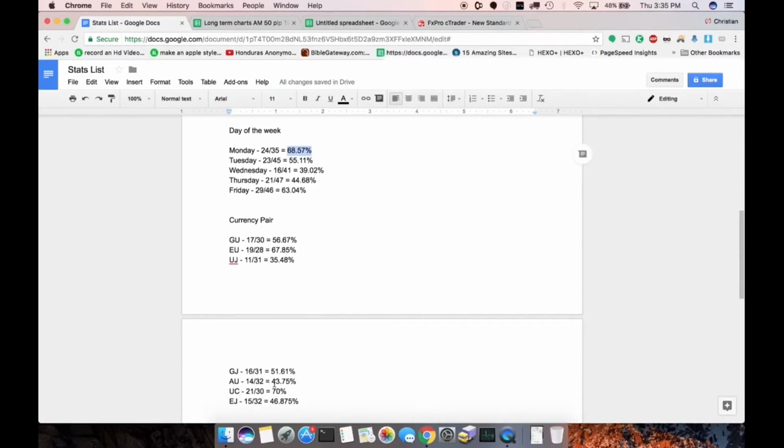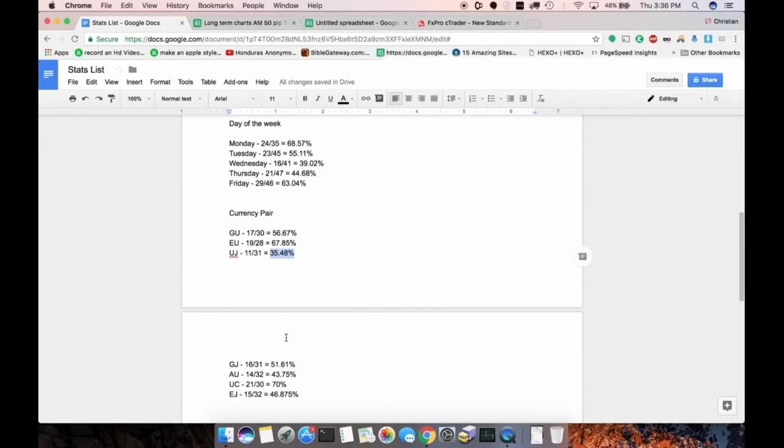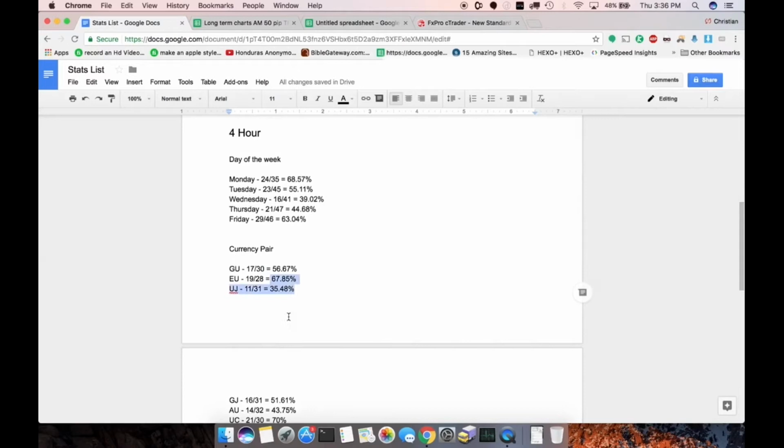Similarly, as well, you'll see the UC taking 70% here. The EU still does pretty well. The GU does a bit better. The UG kind of tanks here, and I think the EUJ and the EU are sort of in the same boat.